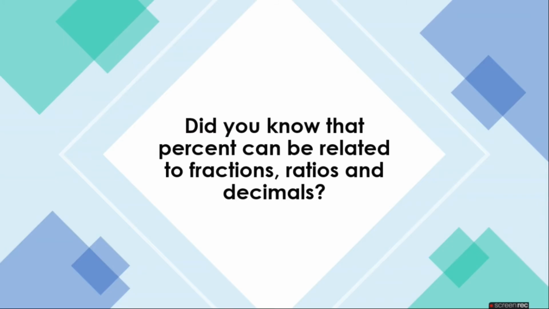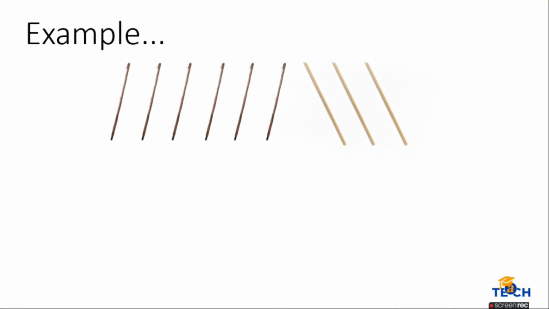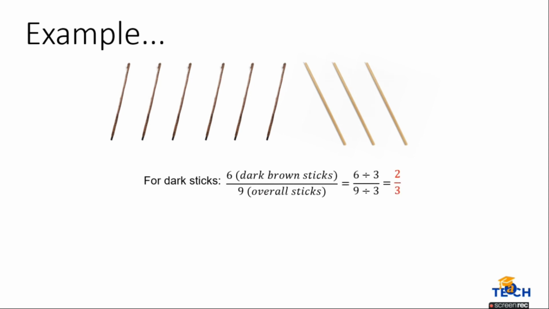So did you know that a percent can be related to fractions, ratios, and decimals? Now I'll give you an example. So we have here 1, 2, 3, 4, 5, 6 dark sticks, and we have here 1, 2, 3 light sticks. For getting the percentage of the dark sticks, we have 6 dark sticks over 9 overall sticks, which is equal to 2/3 if simplified. 2/3 to the percentage form, 2/3 times 100% is equal to 66.67%.